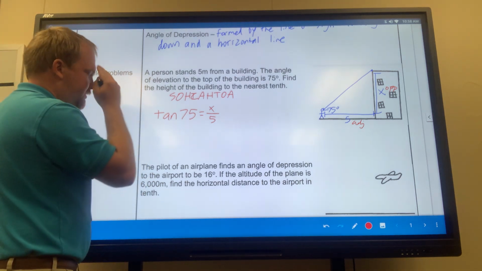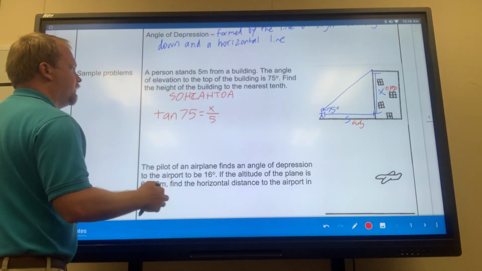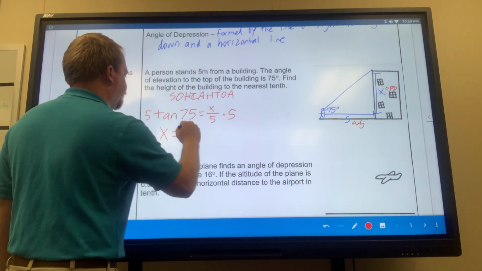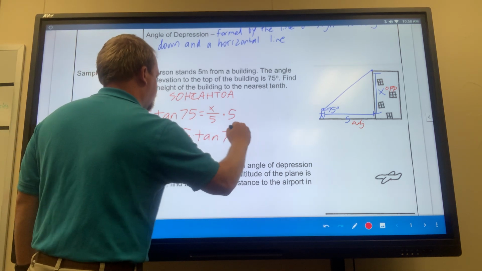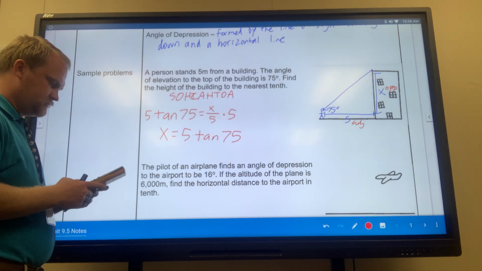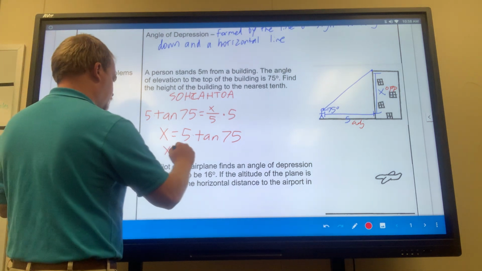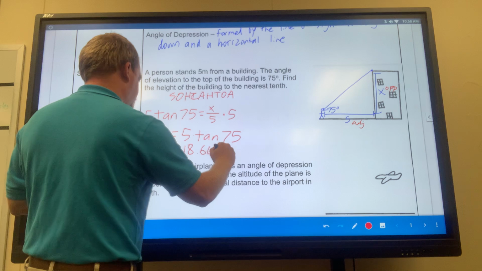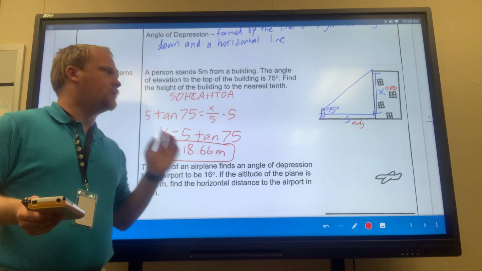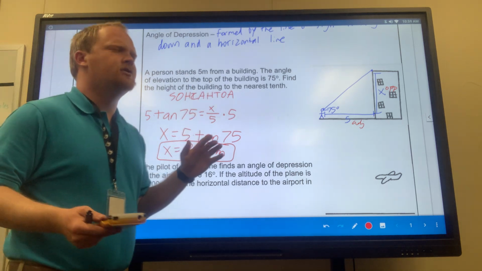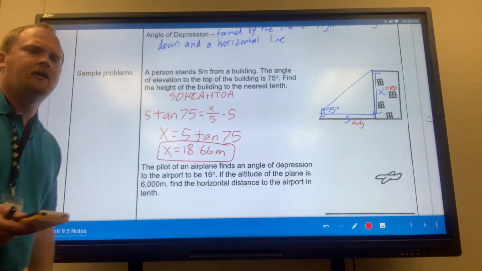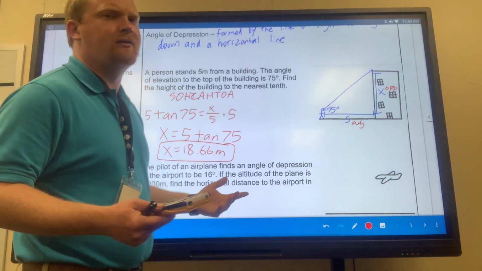Okay? So I gotta be able to figure out what x is. If I multiply 5 to both sides, I'm gonna get x equals 5 times tan of 75. And that'll give me 18.66 meters. So that's how I find how tall the building is. If I know what my angle is based on how I look up, and I know how far away from the building I am, I can find my height using trigonometry.